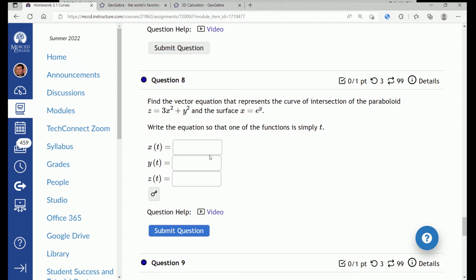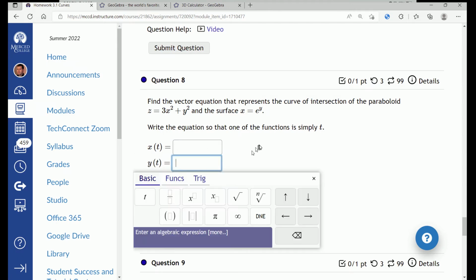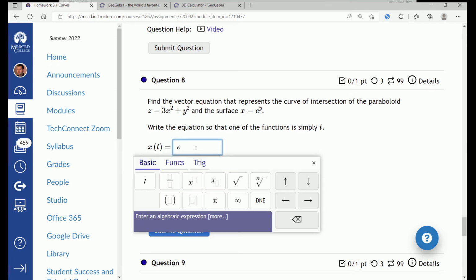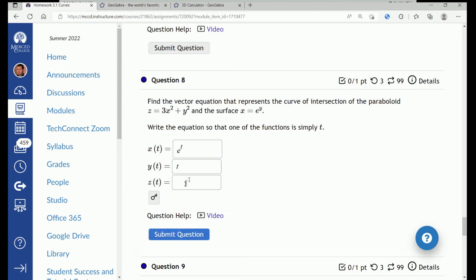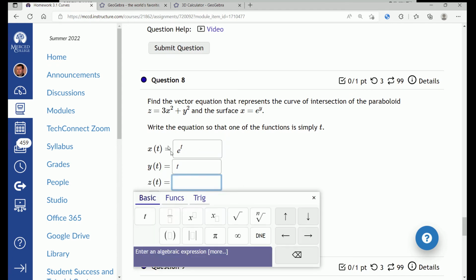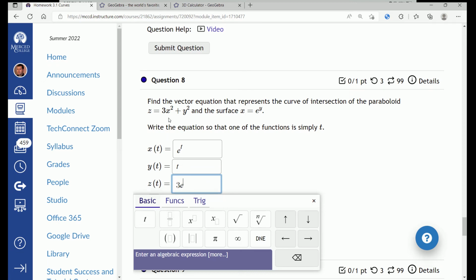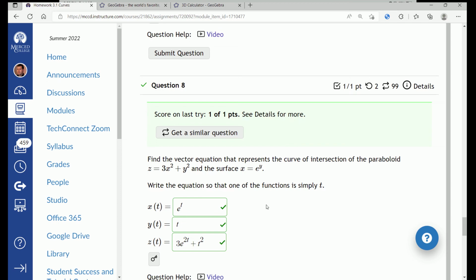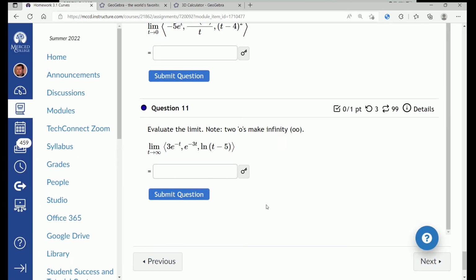All right, so we did this one as well. Same deal. The trick was realizing that if we just made y equal to t, then this first equation, x equals e to the y, is now x equals e to the t. And then finally, z of t is just the equation given for z, but we plug in what we have for x and y. So we had 3e to the 2t, plus t squared, when we plug these in. So these are pretty straightforward.